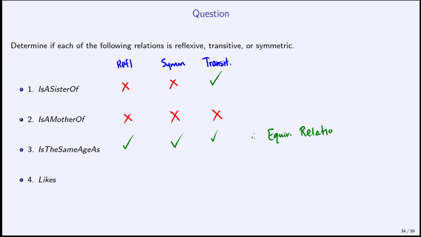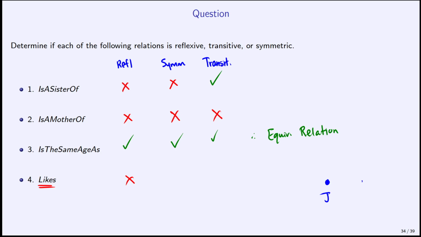Okay, what about our last example, which is "likes"? So this is just a verb here. So let's imagine a situation where we have some person, John. Is it necessary that John likes himself? Is it necessary that John likes John? No, it's not necessary that John likes John. It is possible for someone to not like themselves.